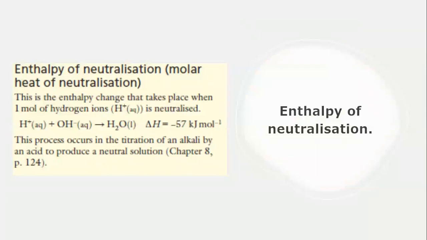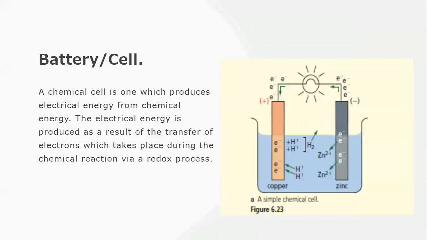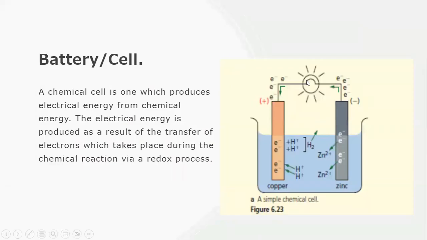All right, so we'll go ahead and we'll stop it over here for today. So we're almost basically done with the topic. In the next class, we're going to go ahead and just quickly do changes of state, which I'm sure you know, and then we will do our battery or cell. So we had to do our fuel cell and we had to do all of that. So we'll go ahead and we'll cover that in the next class.